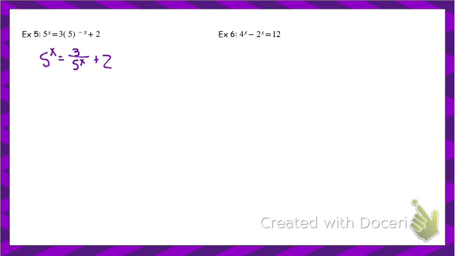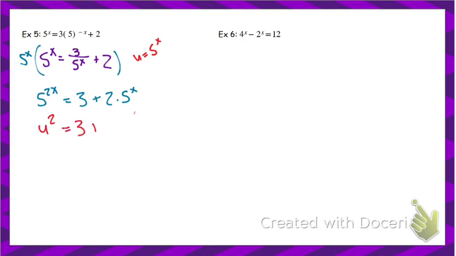So it doesn't look like it's quadratic right now, but what if I multiply this entire thing by 5 to the x? Well, 5 to the x times 5 to the x would be 5 to the 2x. That would cancel out that denominator here and make this 2 times 5 to the x. Well, now let's find a variable to replace it to make it a little bit easier. So this would be u squared equals 3 plus 2u. And this is a much less intimidating question to be able to factor.